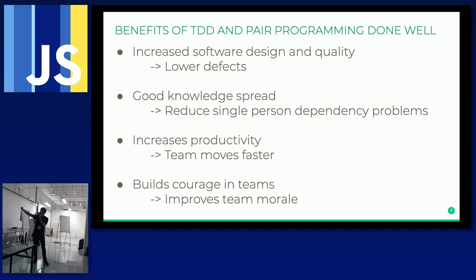Now, because there's good knowledge spread, you reduce single-person dependency problems. The kind of problem where you work alone in a team, and you want to go for a 2 weeks holiday on an island, and your team expects you to be on call because they may call you and ask what the code is doing. Doing TDD and pair programming, it's okay for someone not to be around because someone else would know what has been done. So that is reduced single person dependency.